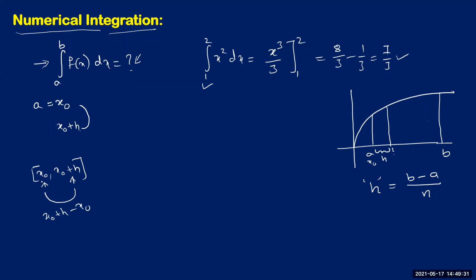It is x naught plus h minus x naught, which is equal to h. To get the width of this interval, we are taking the last point in this interval as x naught plus h, right? But now see, for convenience, I'll take this x naught plus h as some x1. So now understand, the first subinterval of our actual interval is x naught comma x naught plus h. But for convenience, I'm taking this x naught plus h as x1.